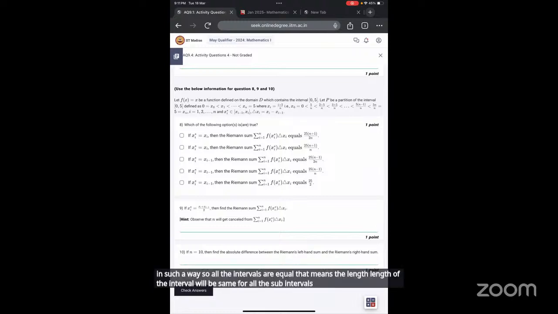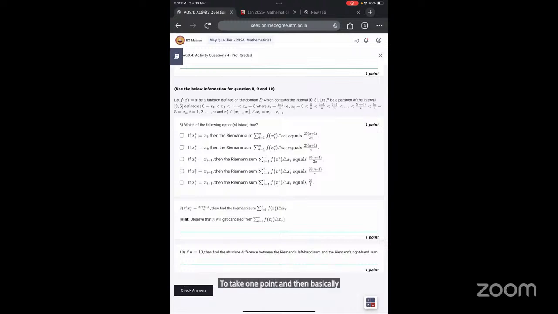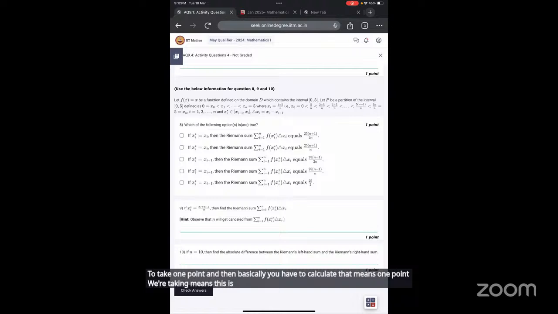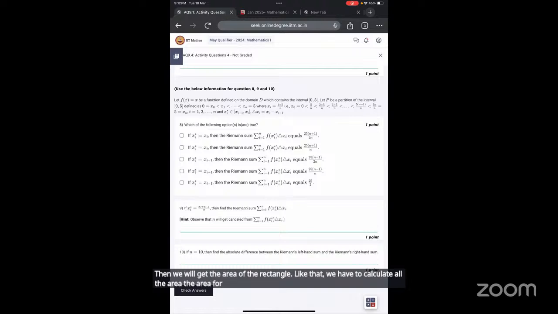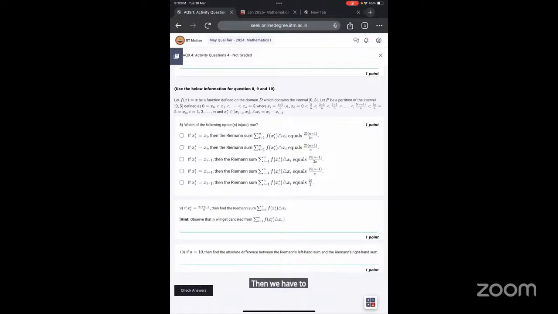Right. Now what do we have to do? We have to take one point, and then basically we have to calculate. That means the one point we're taking is basically representing the height of the rectangle, right? And the length of the subinterval is basically representing the base of the rectangle, right? If we multiply them, then we will get the area of the rectangle. Like that, we have to calculate the area for all the rectangles, right? Then we have to sum them. This is nothing but the Riemann sum. So here all the data are given, and basically you have to calculate the Riemann sum.